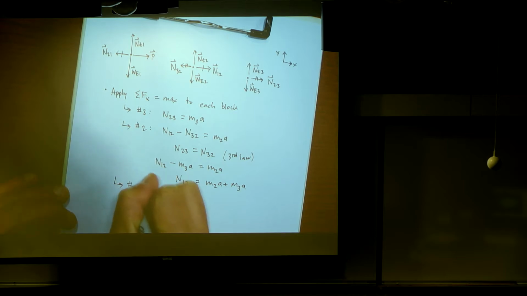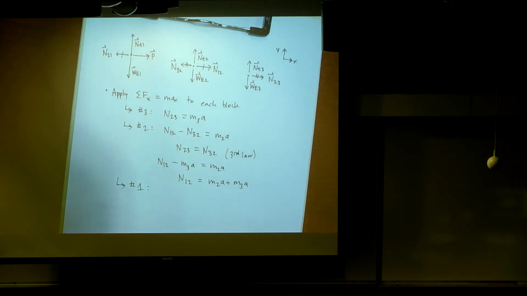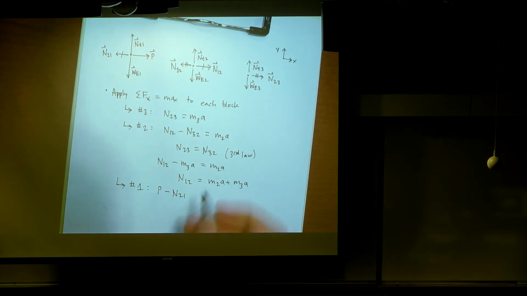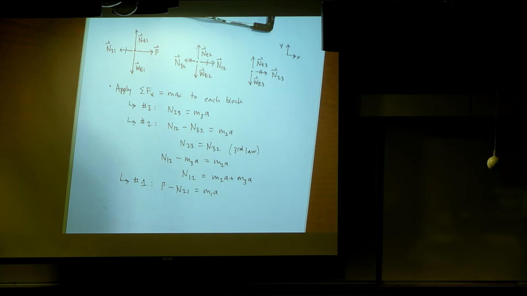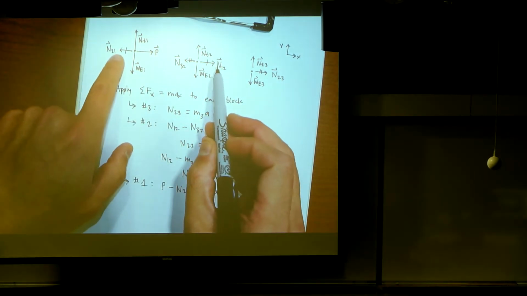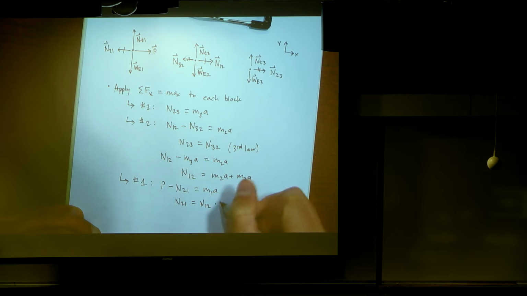Let's do it for block number 1 now. Remember, all we're doing here is adding up the 2 forces going in the x direction, and then setting that equal to mass times acceleration, but for block number 1. So what do I have? I have P going in the positive direction, and then I have N21 going in the negative direction, and that should equal M1A, all right? But let's keep in mind that we have another pair of forces here that by Newton's third law are equal in magnitude, right? So this guy is equal to this guy. In other words, N21 is the same as N12, by the third law.